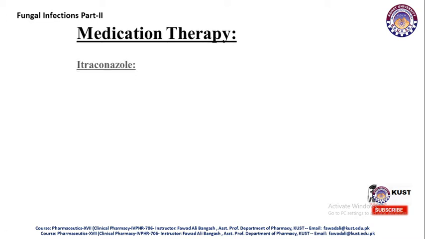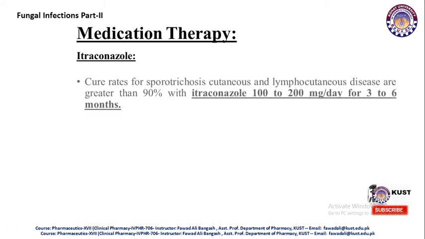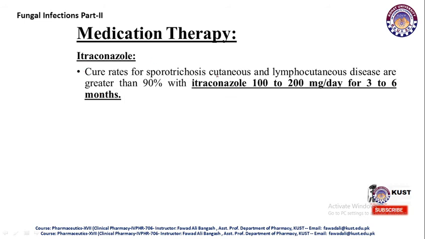Now medication therapy, like itraconazole. The cure rates for sporotrichosis cutaneous and lymphocutaneous disease are greater than 90% with itraconazole. The dose is itraconazole 100 to 200 milligrams for 3 to 6 months.